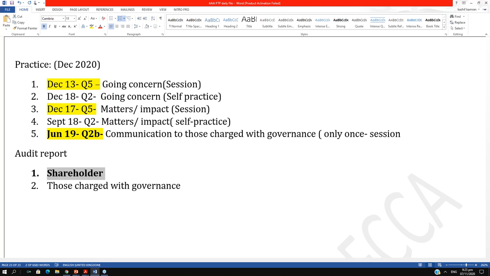But there is another report, the audit report to those charged with governance, on which a question came in the June 19 exams. That is also referred to as a management letter. I hope in the AA paper you must have heard this term management letter, but it is properly known as a report to those charged with governance. So the auditor writes a report to those charged with governance, and the auditor writes a report to the shareholder. And a question came in the June 19 exam asking for communication to those charged with governance, and that is only a one-off. Now, let me proceed further.